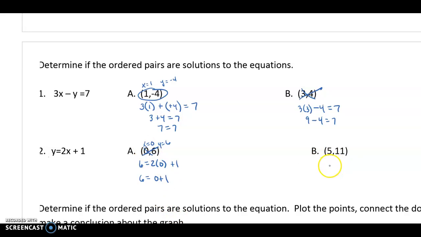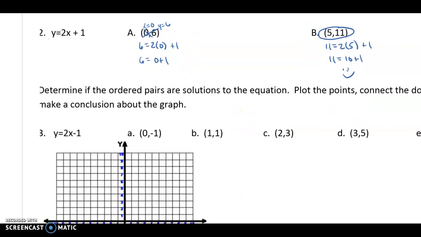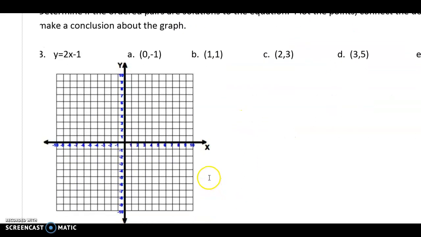But if we look at the next one, x is 5, y is 11. So if we replace y with 11, equals 2 times x is 5, so 2 times 5 plus 1. Is 11 equal to 10 plus 1? Yes, therefore that is a solution. Okay, so I know I'm going fast here, but this is more of an introductory. Now, here's what I want you to see. When we take all the points that are a solution, what happens?